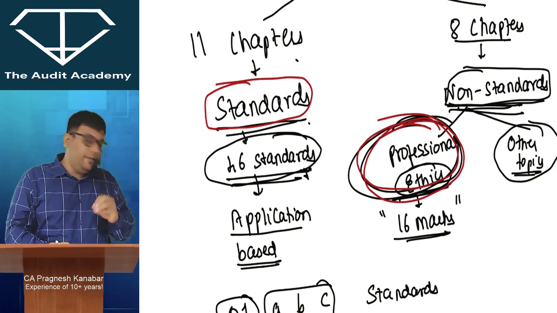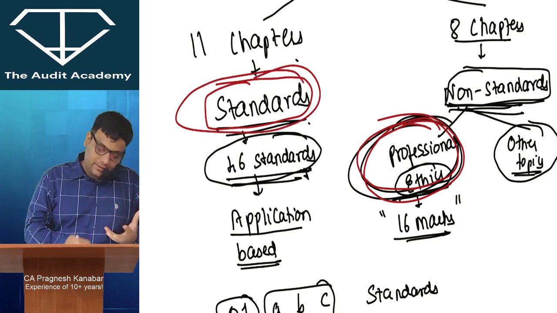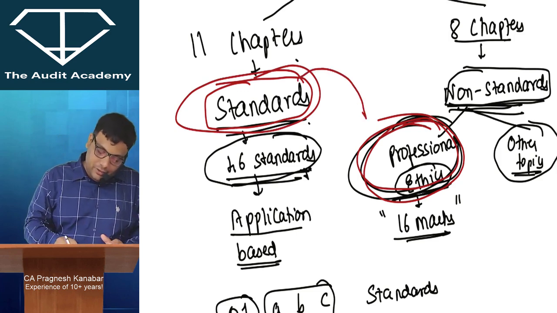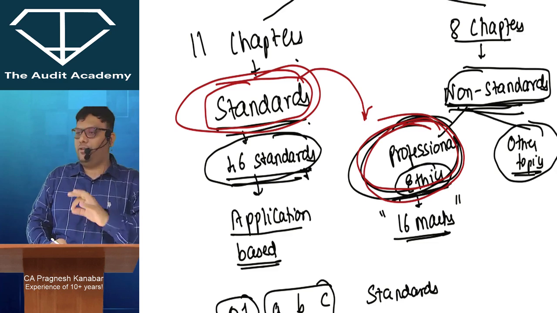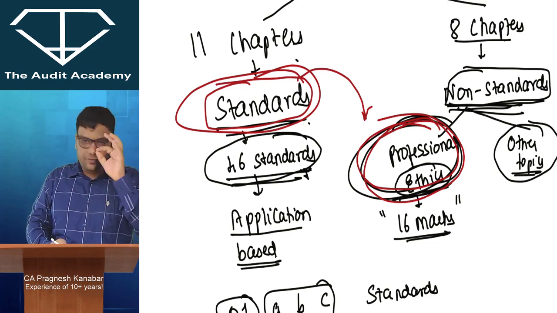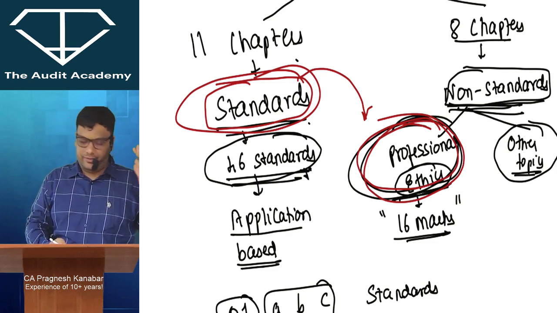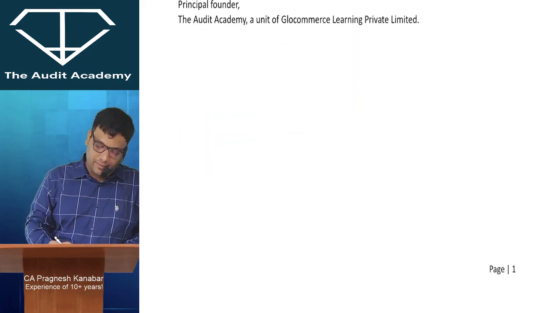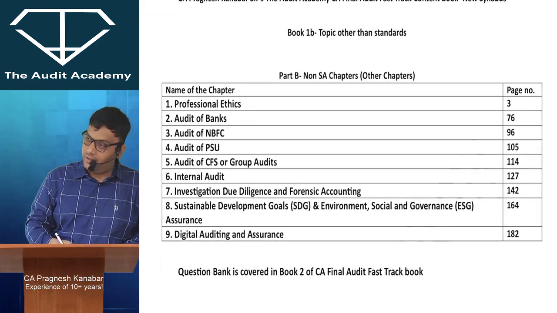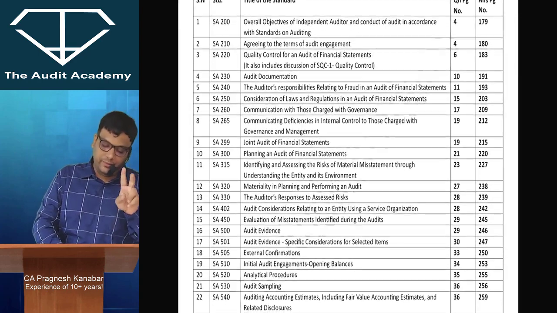Because technically, to teach you professional ethics, you should know what the standards are. Because on violating standards, you will be held guilty under professional ethics. So the logical sequence of understanding the subject is to first finish standards and then touch other chapters. That is the reason we will first discuss standards. That is book 1A, followed by book 1B, which is on non-standards. And then you have book 2. So total 3 books: book 1A, 1B and book 2.